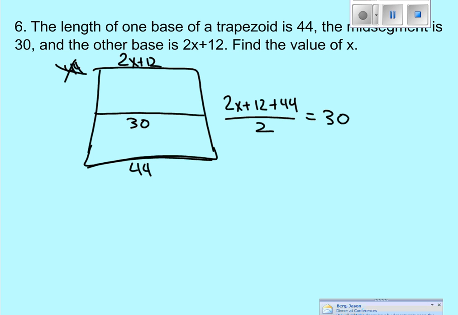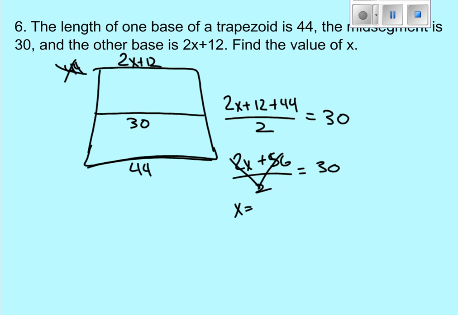So now you can follow what we did in the last problem. I'm going to put this together. 2x plus 56 divided by 2 equals 30. You can multiply both sides by 2, that's fine. I'm going to get clever. 2x divided by 2 is x. 56 divided by 2 is going to be 28. So x plus 28 is going to equal 30. So x is going to equal 2. There is my answer.